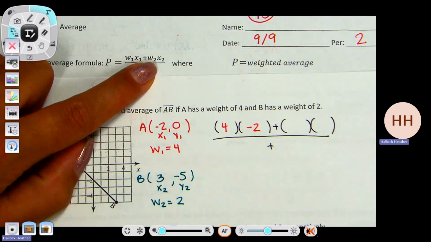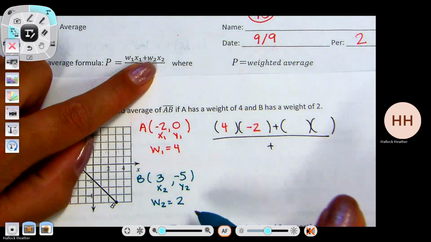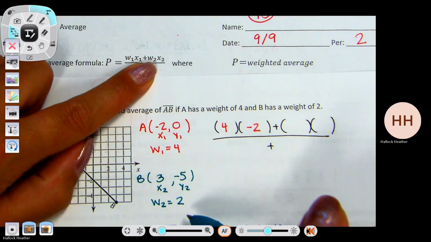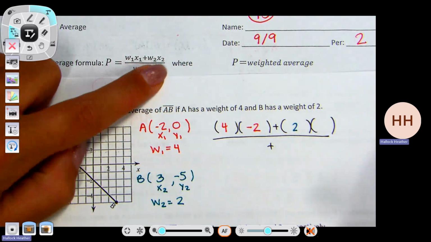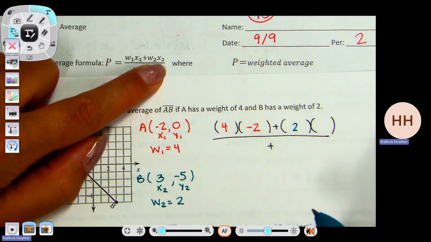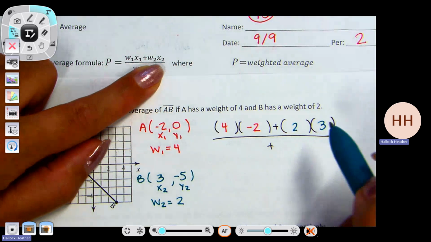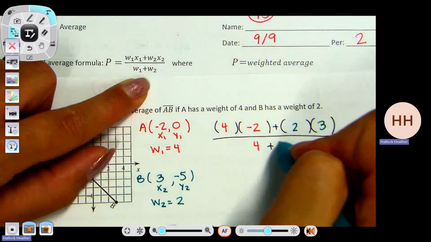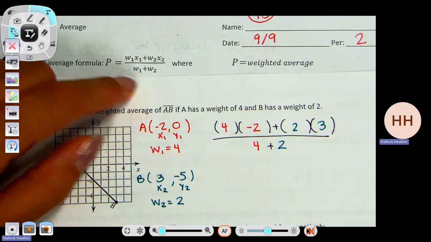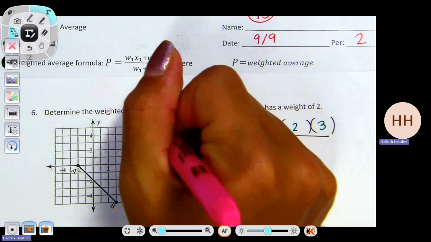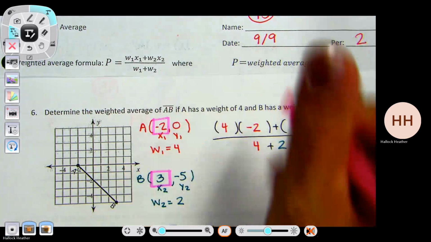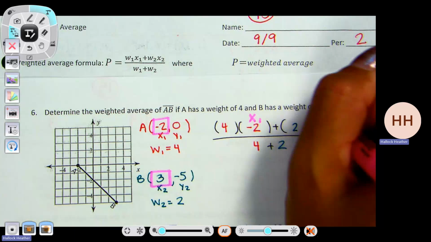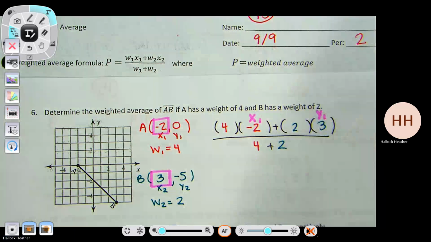And then I'm doing weight 2. How much is weight 2? 2. And then I'm multiplying by X2. What is X2? 3. And then you're dividing by the weights added together. So weight 1 is 4, and I'm adding 2. So this is just all the X's being used in one equation. So we have X, which is literally X1 and Y1. So somebody plug that into Desmos.